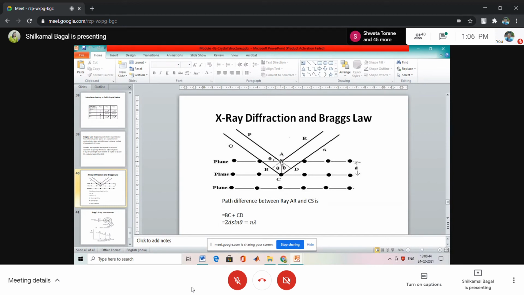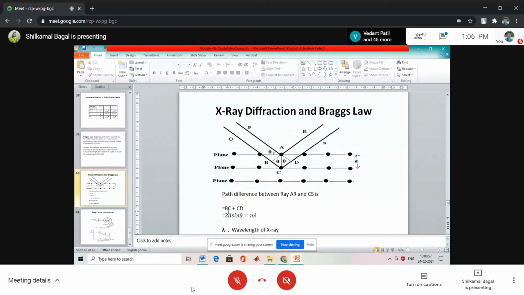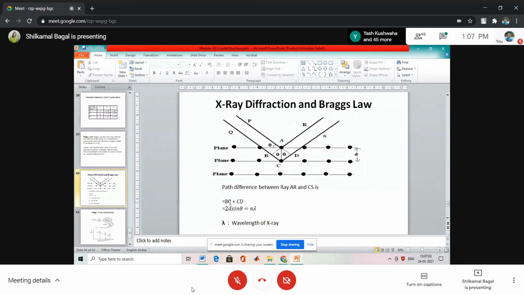AC is the distance between two successive plates, and we have assumed that is the small d. So BC will become AC sin theta. Path difference between AR and CS is given by BC plus CD. This one is BC and this is CD. BC and CD are the same, that is d sin theta plus d sin theta. So addition of these two will become 2d sin theta.